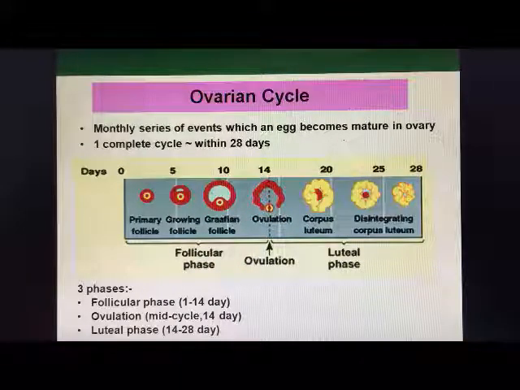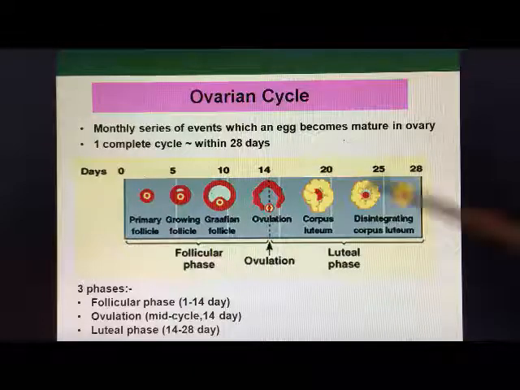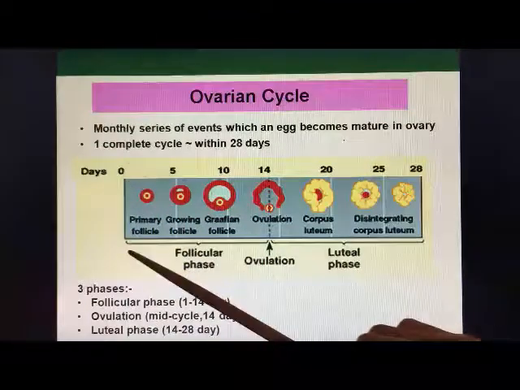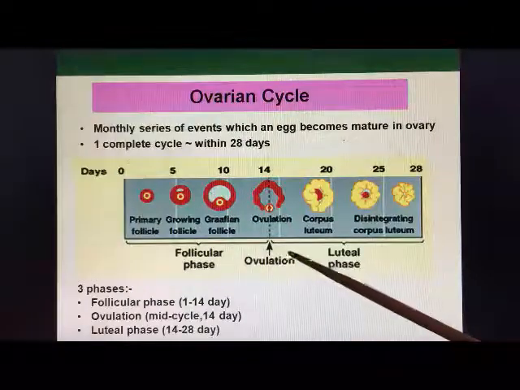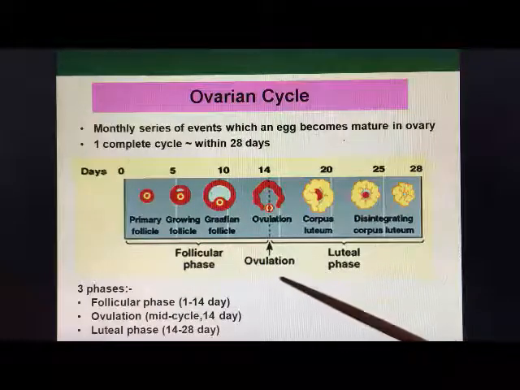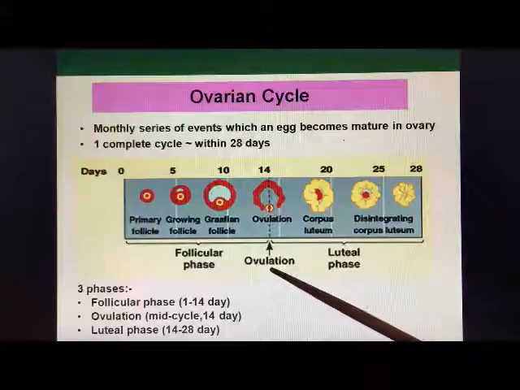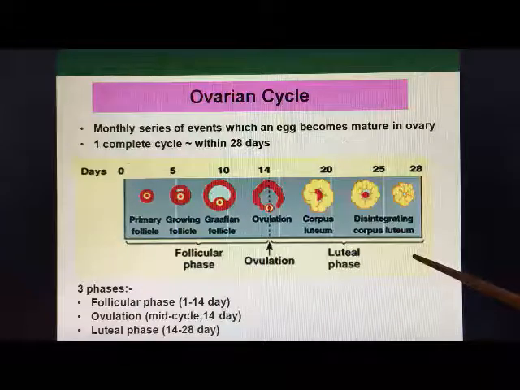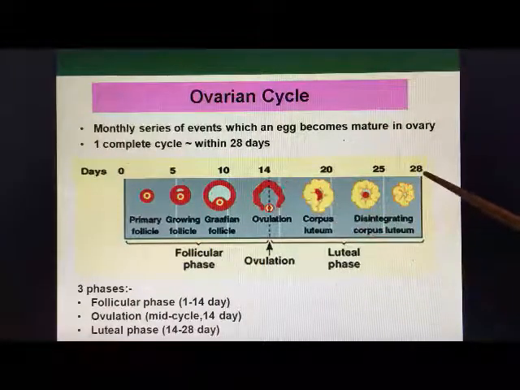The ovarian cycle can be divided into 3 different phases. The first phase is known as the follicular phase, which occurs around day 1 until day 14. The second phase is a very short phase known as ovulation, which occurs around day 14 in the mid-cycle. The third phase is the luteal phase, which takes about 2 weeks to be completed, from day 14 until day 28.